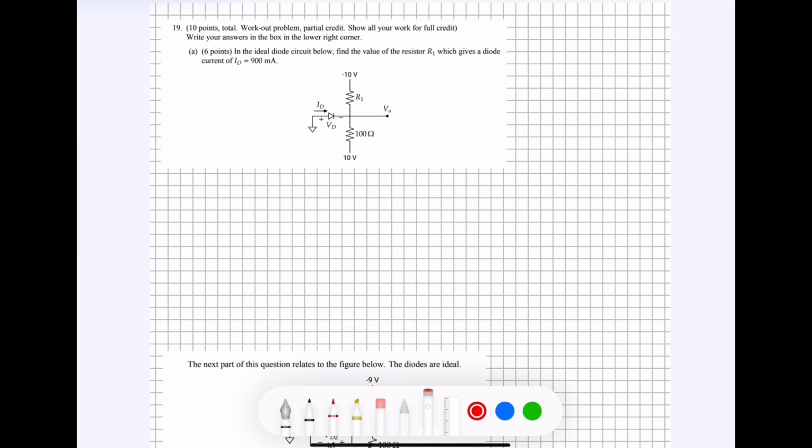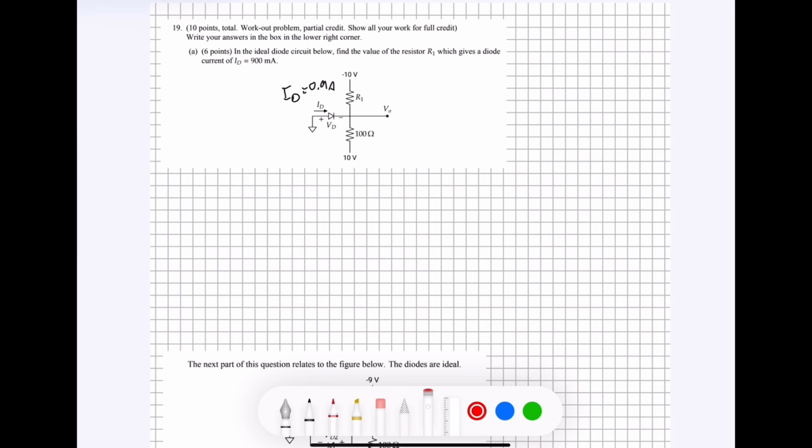So we know that ID, which is right here, is going to be 900 milliamps or 0.9 amps, whichever way you want to write it. And then we know for certain that the current going through here is positive. It's going in the same direction as the diode is pointing. Because the diode is pointing this way in the arrow and the current is going through in the same direction, we know that this diode is forward biased.